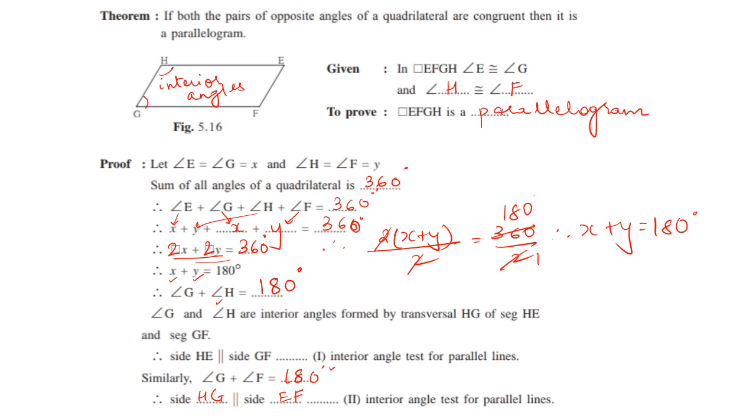So from 1 and 2, we can say that quadrilateral EFGH is a parallelogram.